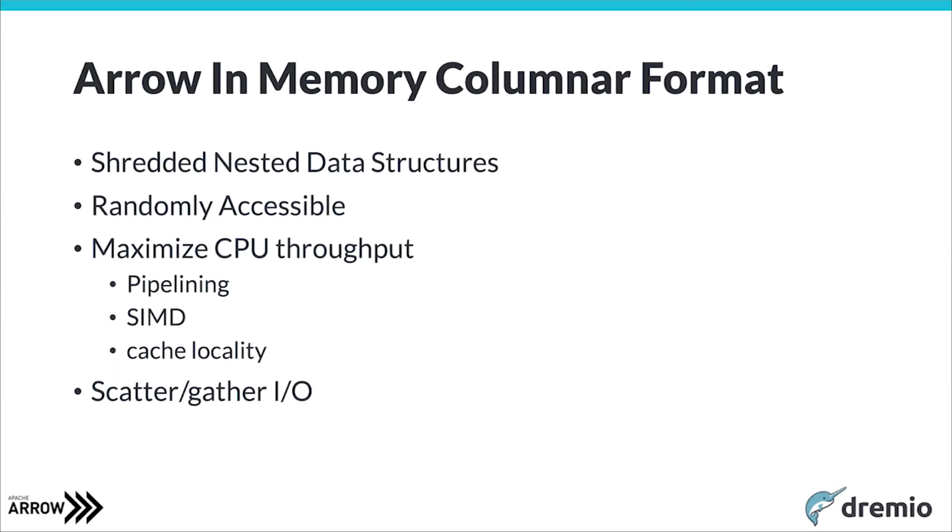So quickly, the structures around Arrow. Well, we describe it as a shredded, nested data structure. It's designed specifically to be randomly accessible, so you can get to any record without having to go over other data structures. And this is one of the key differentiations between Arrow in-memory data and something like Parquet on disk, which is not designed to be randomly accessible.